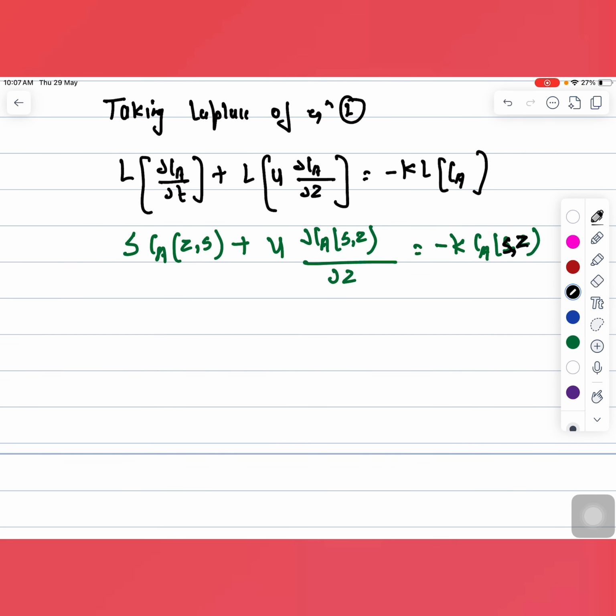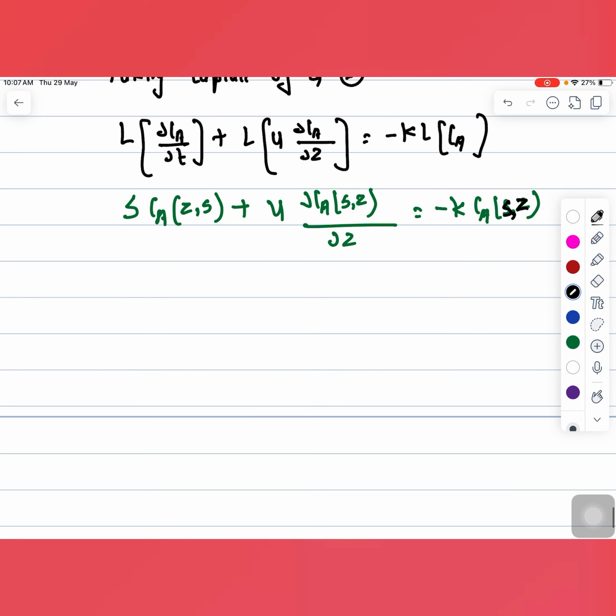But again you can see there is an ordinary differential in terms of Z, so we don't want this kind of differential here. So what will I do? I'll write del CA(S, Z) with respect to del Z, and I'll send all of these terms to that side, so plus K plus S times CA(S, Z).